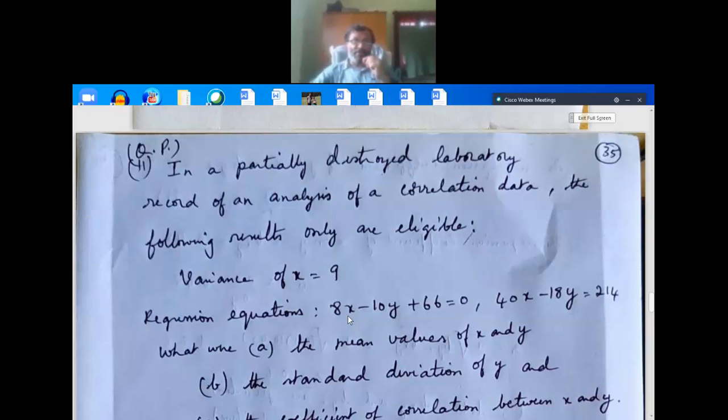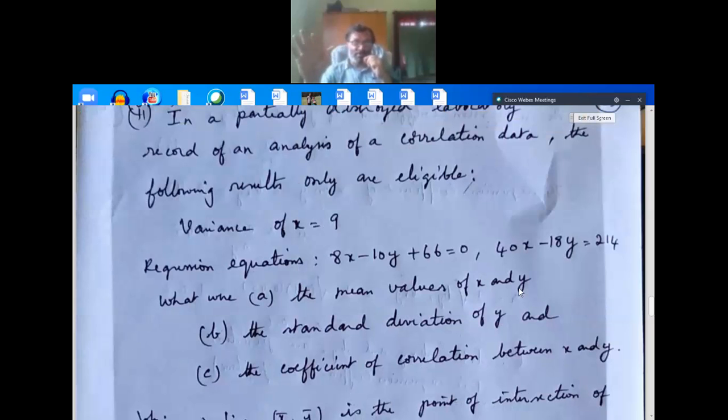What were the mean values of x and y? So x bar and y bar. The standard deviation of y. This is a new question, but it's very simple, we can calculate. And the last one, the coefficient of correlation between x and y. Coefficient of correlation between x and y means we have to find the value of r.